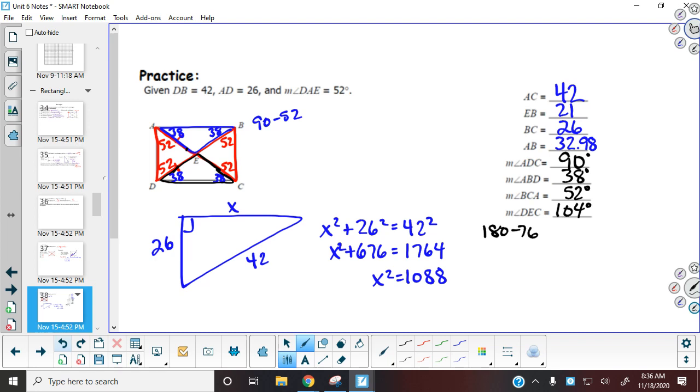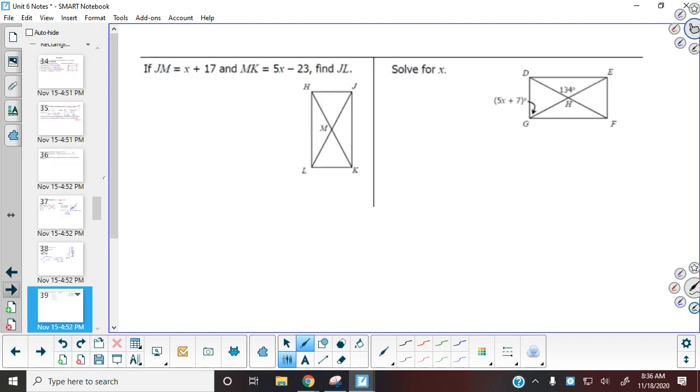Okay, so when we look at the next example, I'm going to let you try both of these out on your own first. So go ahead and do both examples, and then we'll walk you through the answers.